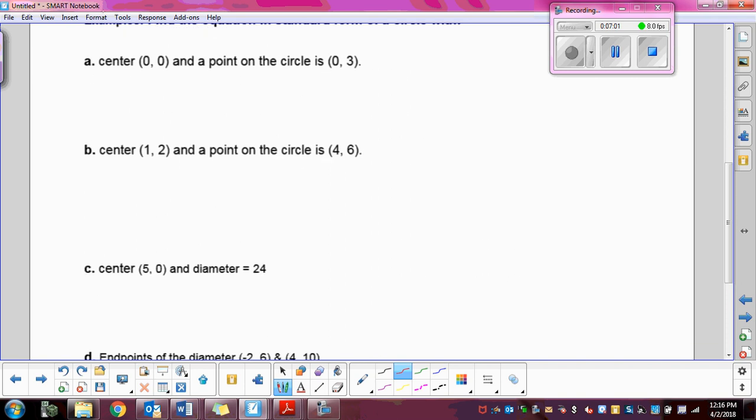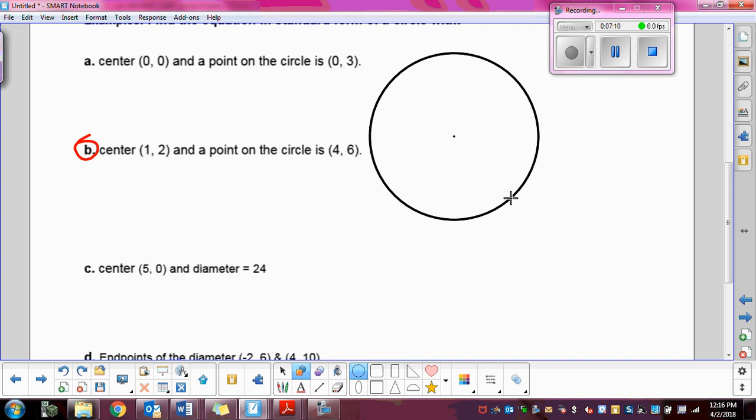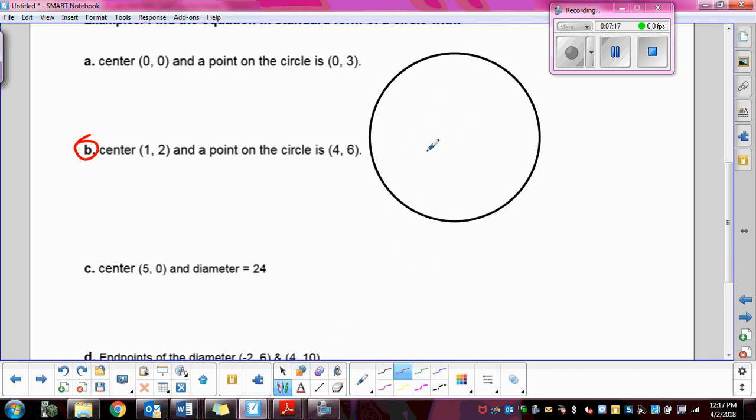Let's look at B. It says that the center of my circle, so I have a circle, I'm just going to draw a circle for you. And they're telling me that the center of my circle is at this point, maybe right here-ish, I don't know, 1, 2. This point right here is 1, 2. You guys can use the back of your whiteboards and actually graph this. It says a point on the circle is 4, 6. It doesn't matter where, I'm just going to say right here is 4, 6.